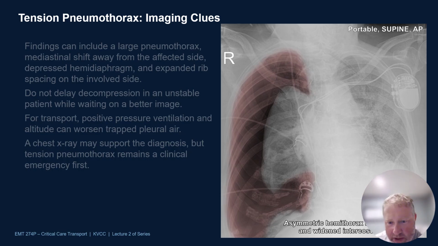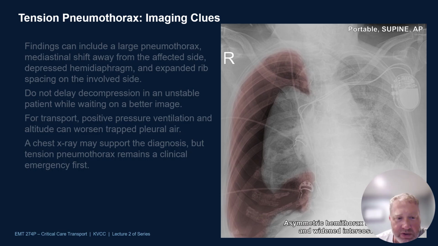So as we look here, I kind of like this one because it's so messed up. You can't even see where the trachea is deviated because there's so much going on. But everything is pushing over here to the left, and we have this giant pneumo on the right.